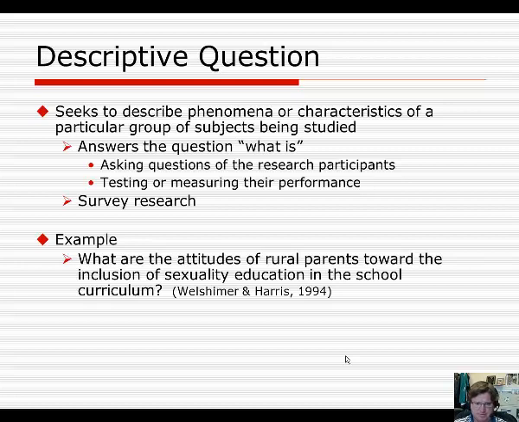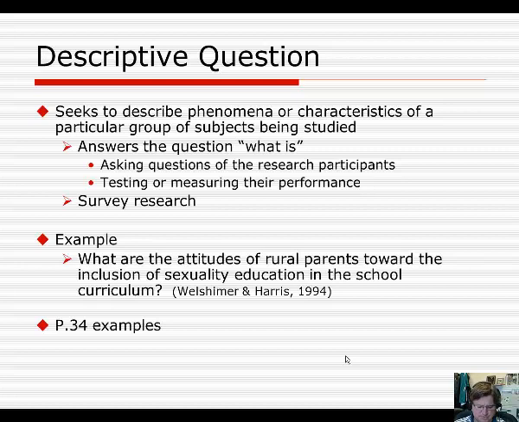They didn't need to put people into groups to do different things with different groups. All they needed to do was try and find a representative sample of the population so that they could say with some degree of confidence that the results that they found from their sample could be generalized to the larger population of rural parents.